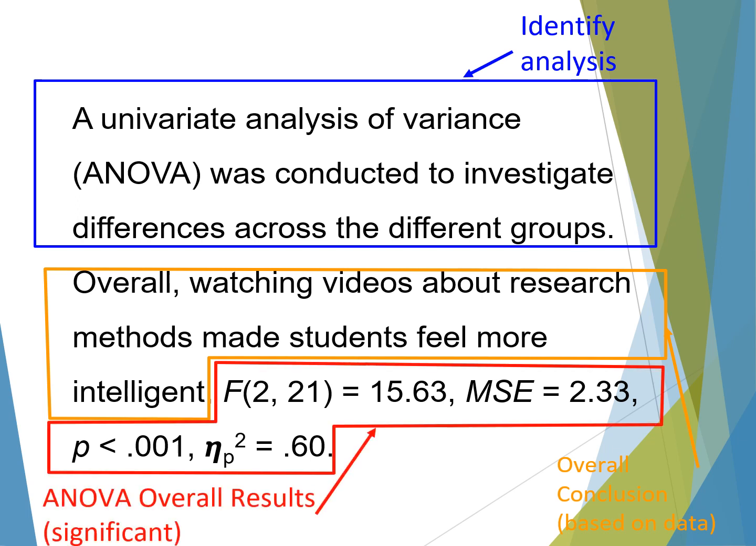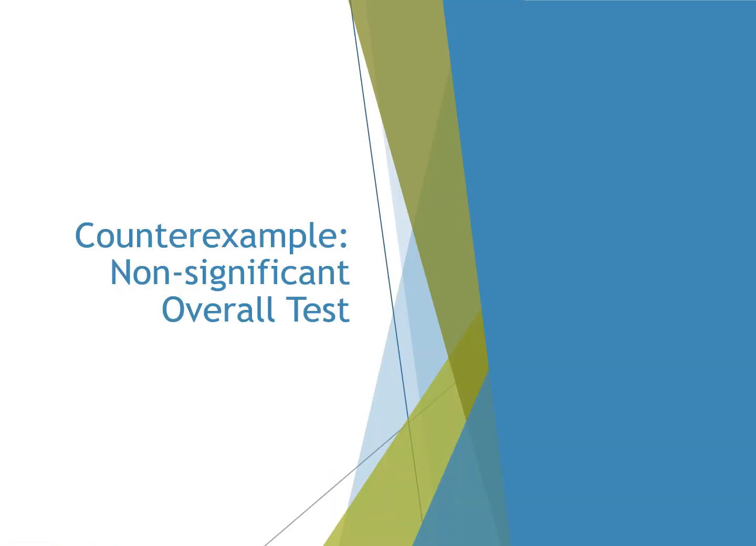And then we're going to report on our overall ANOVA results. So we've got our F-test and our mean square error, and then our p-value is less than 0.01, and we've got that partial eta squared. So if you have an overall effect, if your F-test is significant, then you're going to proceed to part 2 and do a post hoc test to see which groups are different from each other. Before we cover that, though, we're going to cover how to report on a non-significant F-test.